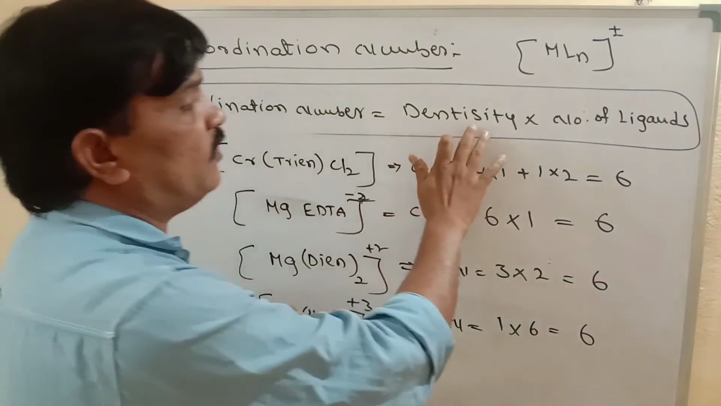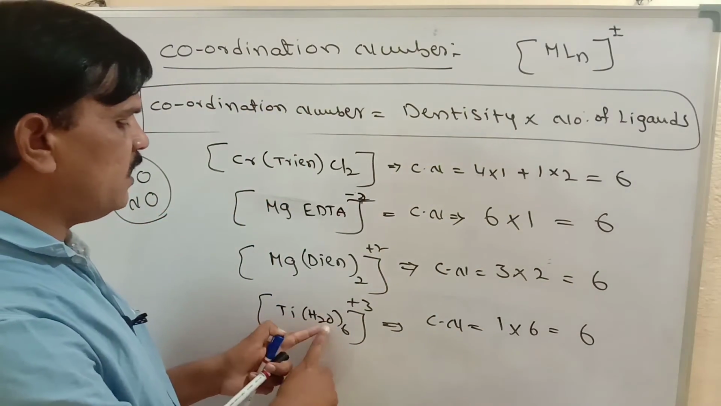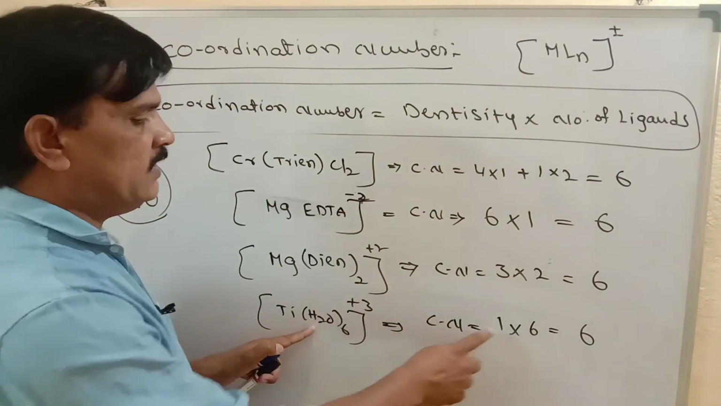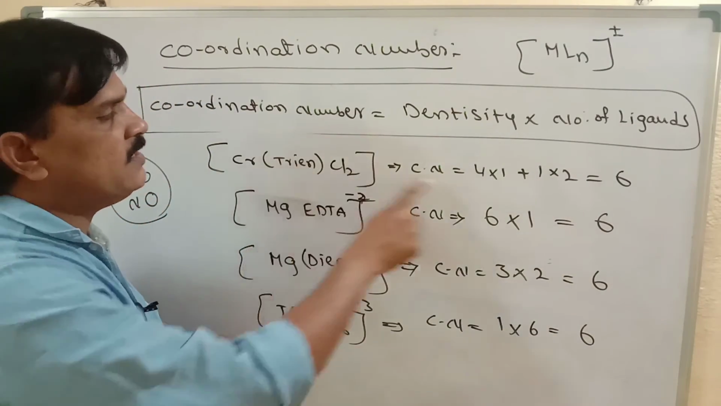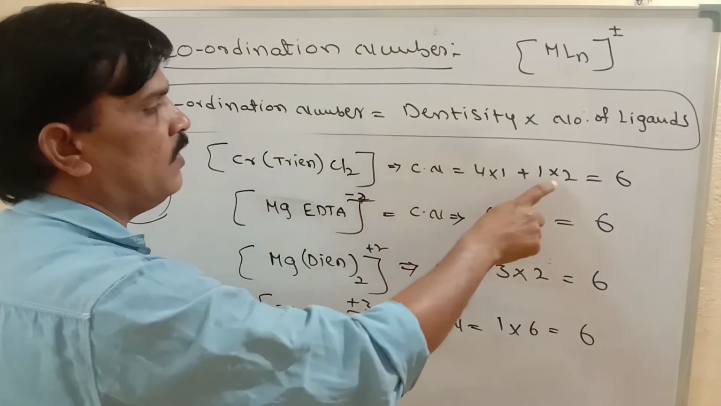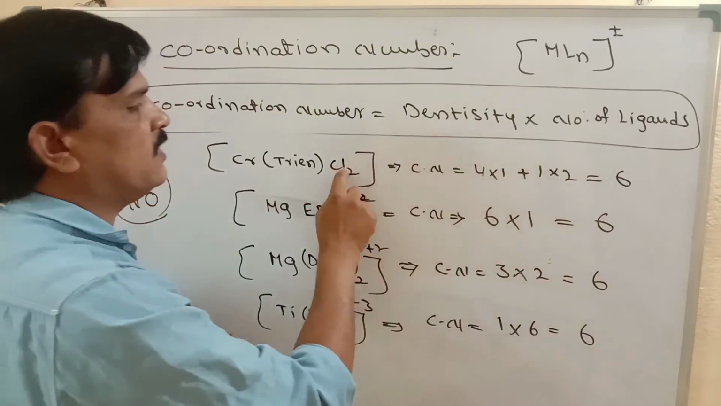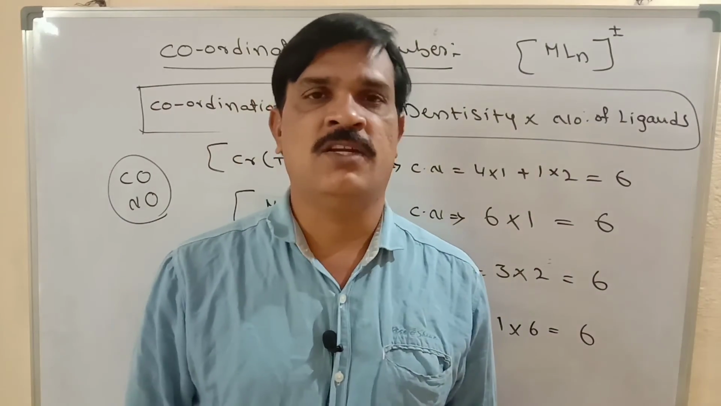Coordination number is equal to denticity into number of ligands. For example, here the number of ligands is 6, denticity is 1 into 6. For example, here two different ligands are there: one trien with denticity 4, and another ligand with denticity 1 into 2 ligands. The coordination number is 6. This is about coordination number.